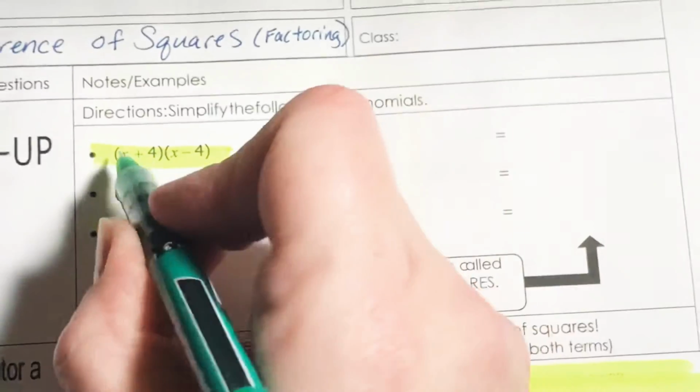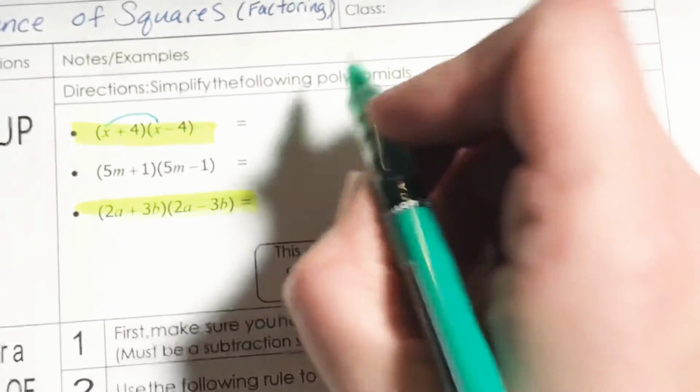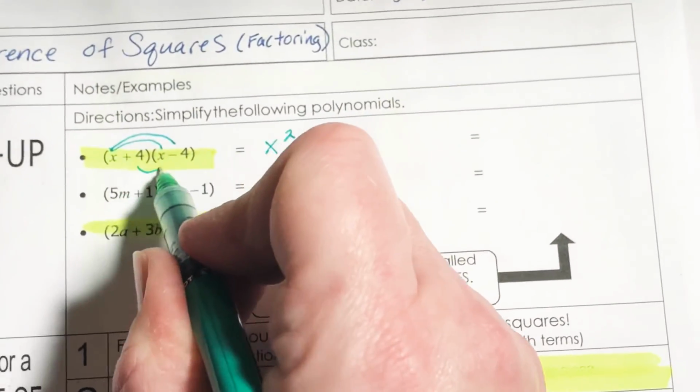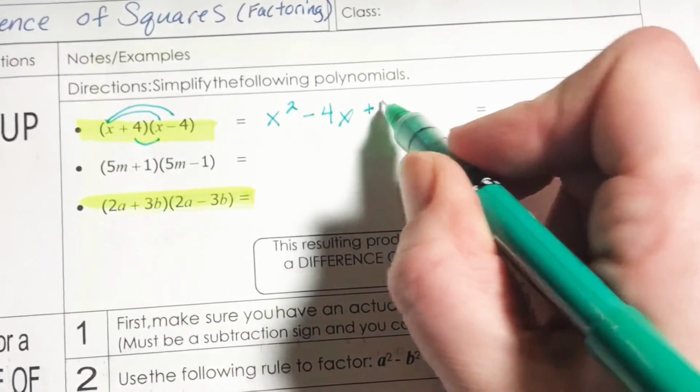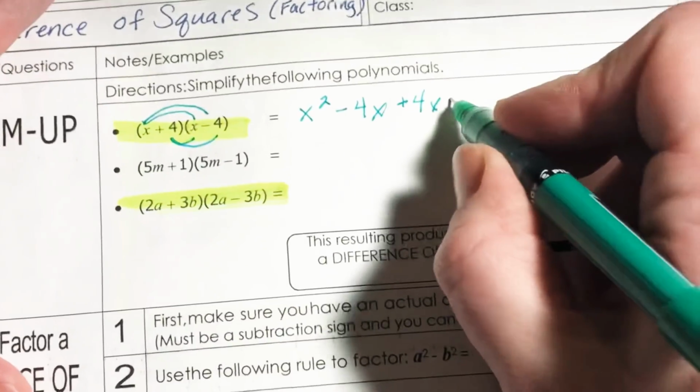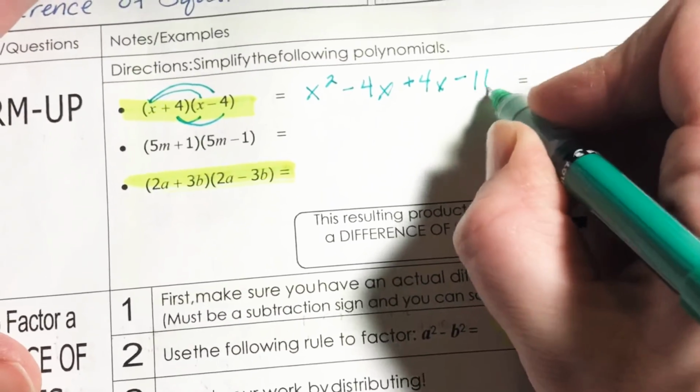Okay, so I'm going to multiply my first terms. X times x is x squared. X times negative 4 gives us minus 4x. And then 4 times x gives us positive 4x. And 4 times negative 4 is negative 16.